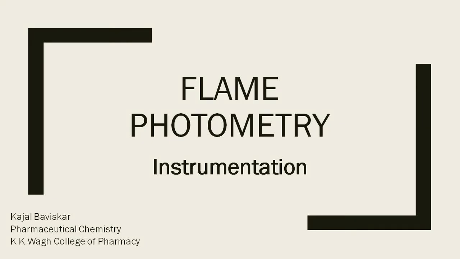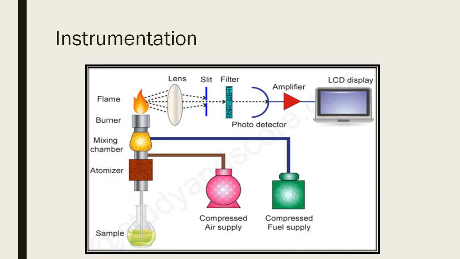Hello students. In our last session we studied the principle and theory of flame photometry. In today's session we are going to study the instrumentation part of flame photometry. As already discussed, flame photometry is a type of emission spectroscopy which can be used for qualitative and quantitative analysis of metals, particularly metals of group 1 and group 2. So let us now see the instrumentation.